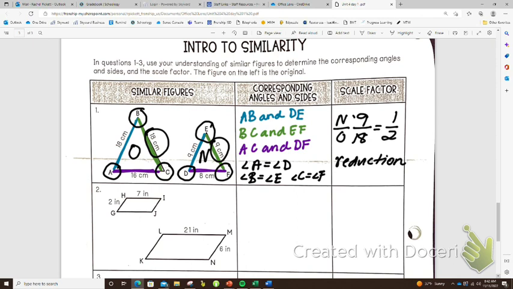So that's what y'all are going to do for the next 2 questions on this page, and then y'all have an exit ticket to do as well on Schoology.